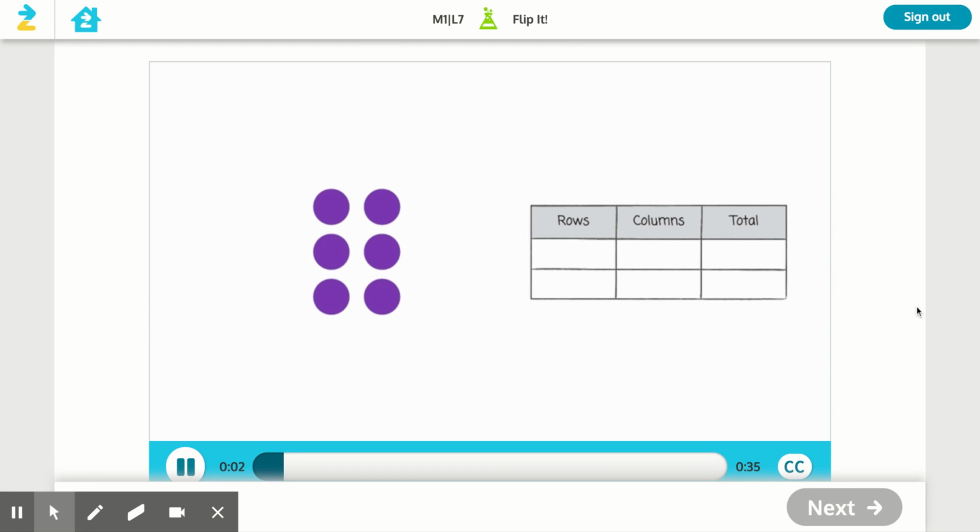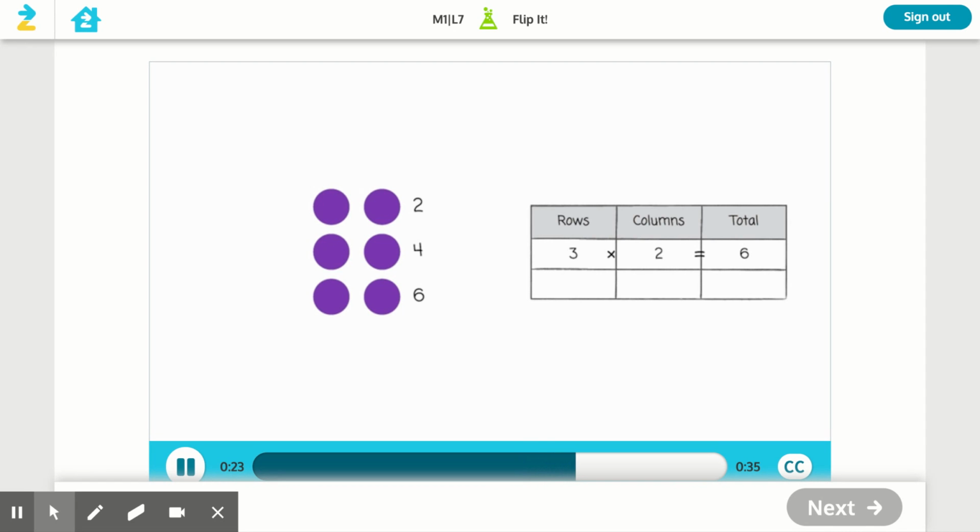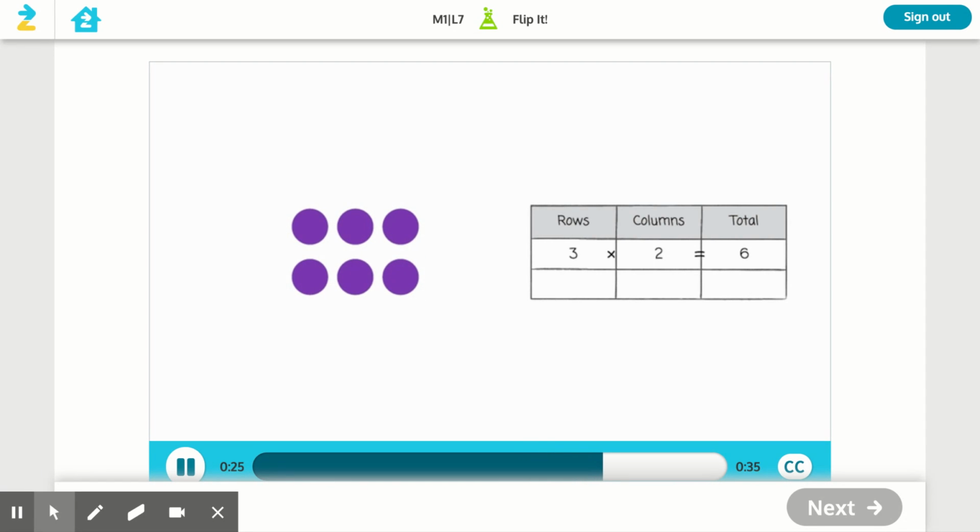Let's take a look at this new array. We have 3 rows and 2 columns. 2, 4, 6, and 6 total items. Now let's write a multiplication sentence that can describe this array. We can say there are 3 rows times 2 columns. That equals 6 total items. We can rotate the array and then say that 2 rows times 3 columns also equals 6 total items. You try.